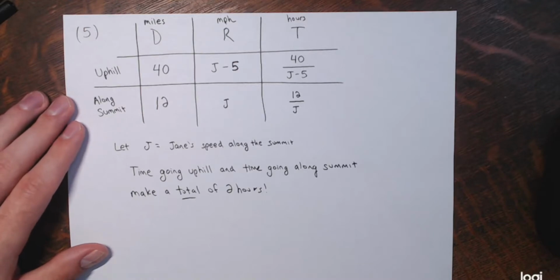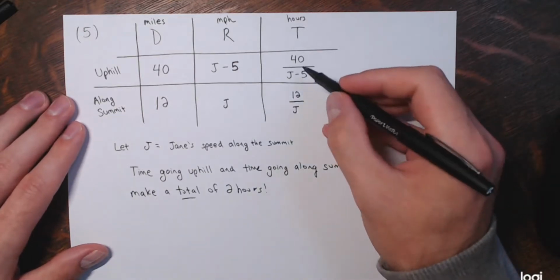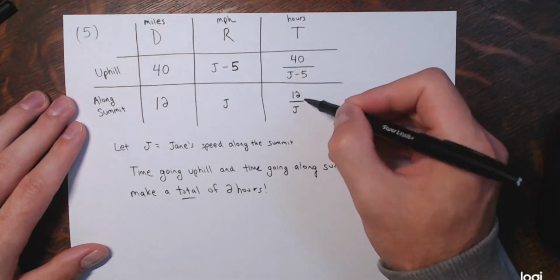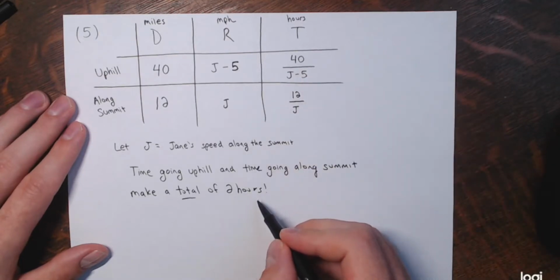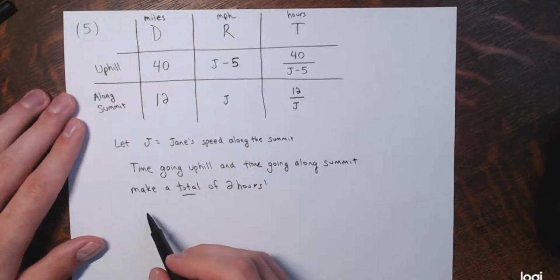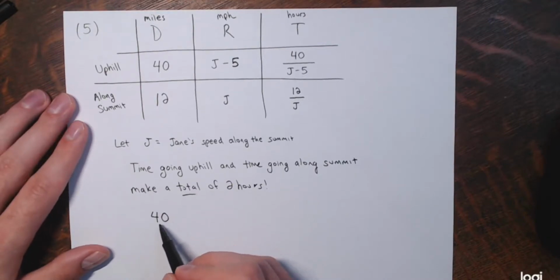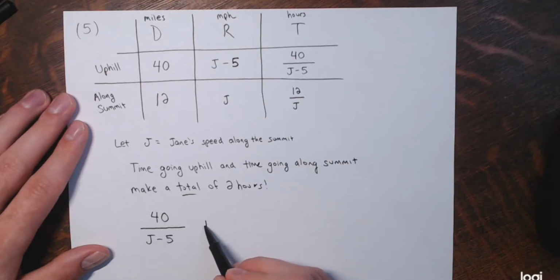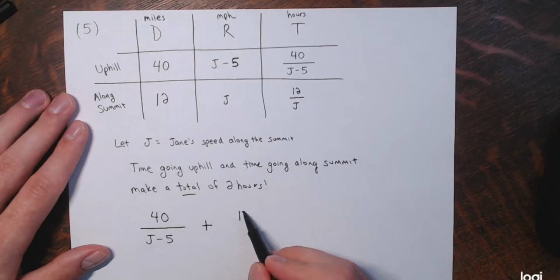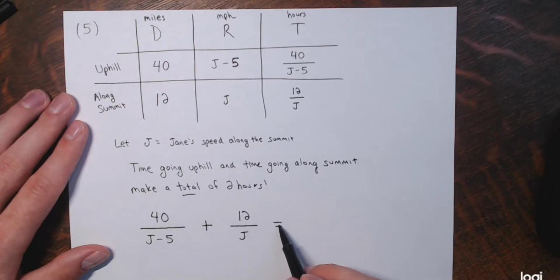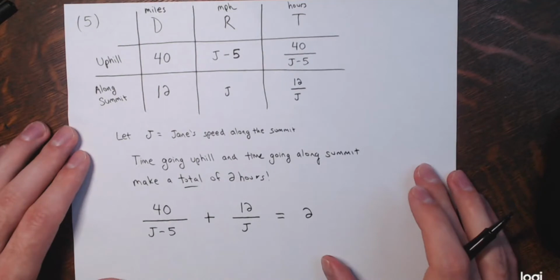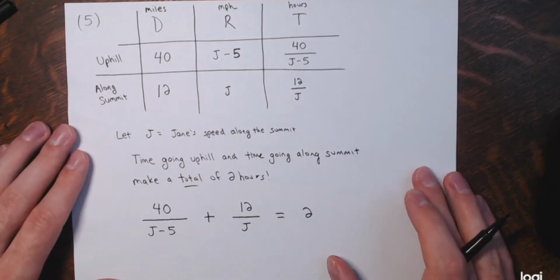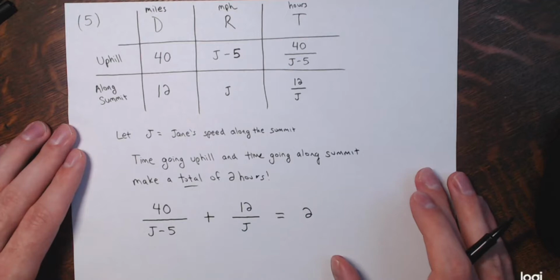So now these times aren't equal. It's these times put together make 2 hours. So here's our equation: the time going uphill, 40 over J minus 5, plus the time along the summit, 12 divided by J, needs to make a total equals 2 hours. So here's our equation now, right? So this is rather different than the first 4 questions.